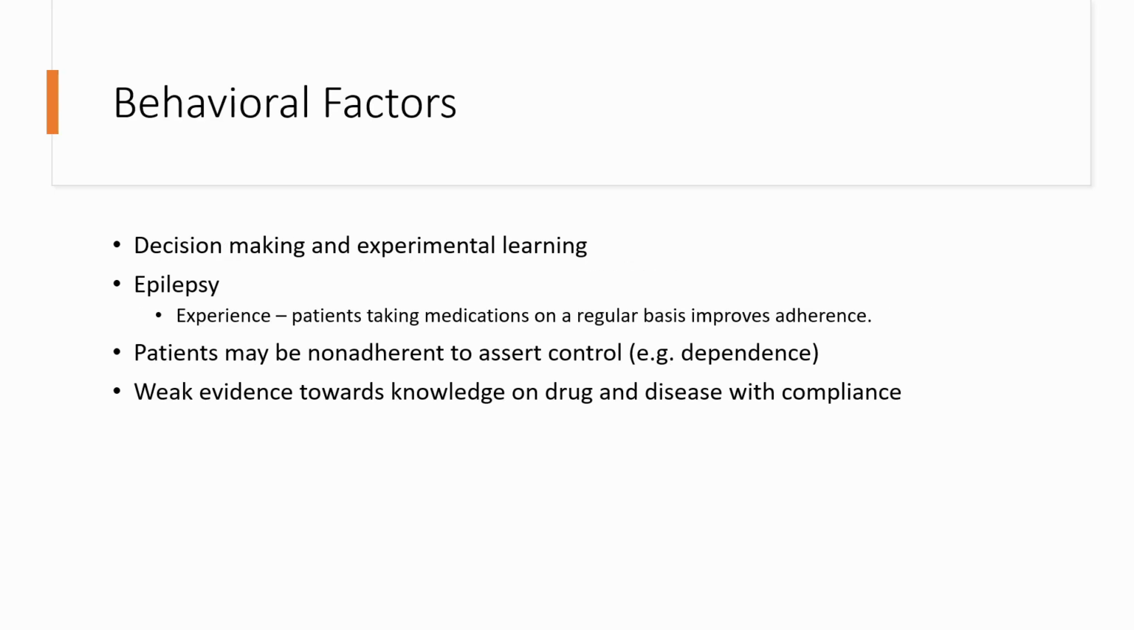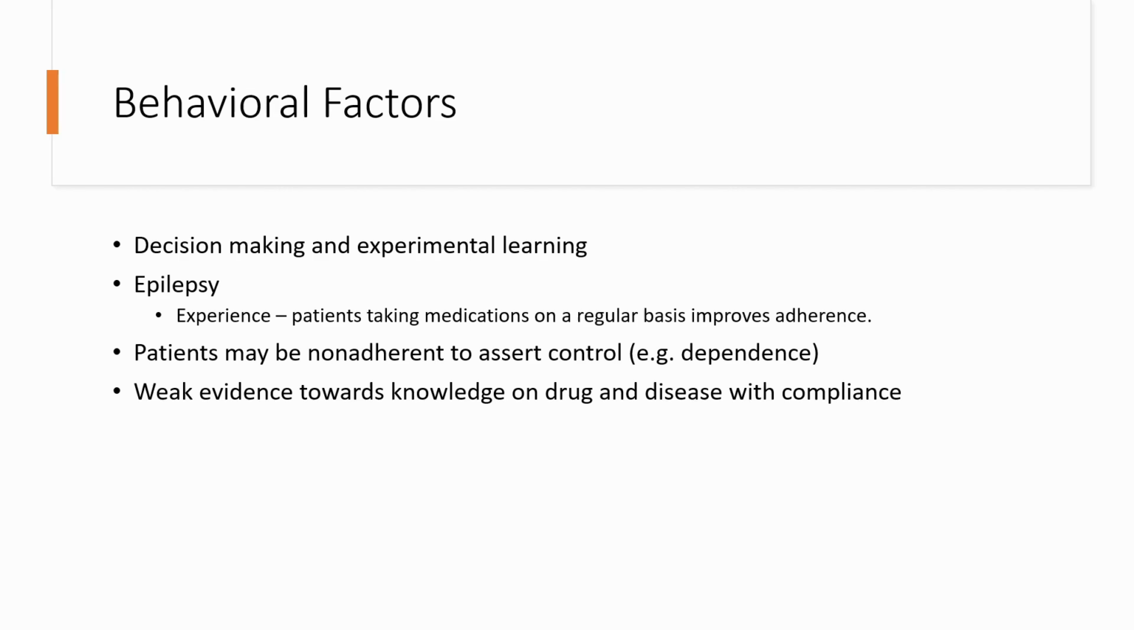Continuing, next we have behavioral factors. When we say behavioral factors, these are factors that involve decision making and experimental learning. So a good example of this is epilepsy. Why epilepsy? It's because persons who experience epilepsy are very adherent. It's because they have already experienced what happens if they fail to take their medication. If they fail to take their medication, they will suffer an epileptic attack or a seizure, and it's not a very pleasant experience.